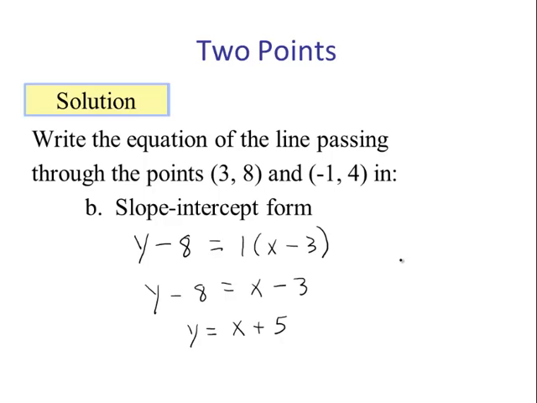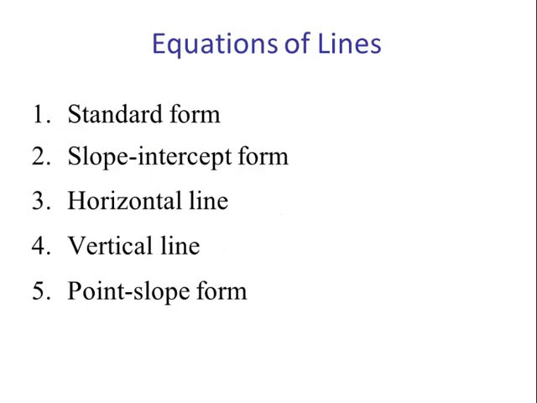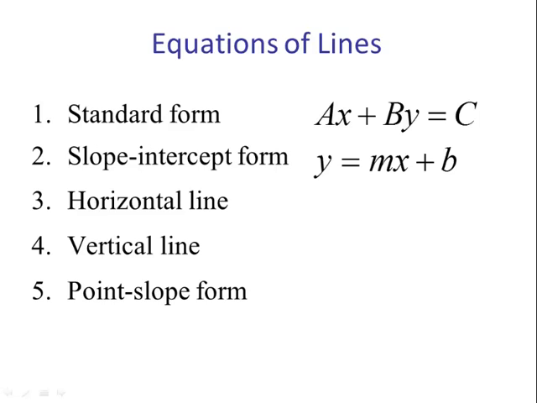So this is the slope-intercept form containing these 2 points. We have looked at different types of equations for lines. The standard form looks like this. Now this is beyond the scope of this class, but in some algebra books you may see this. Slope-intercept form we have done a lot, and that's y equals mx plus b.